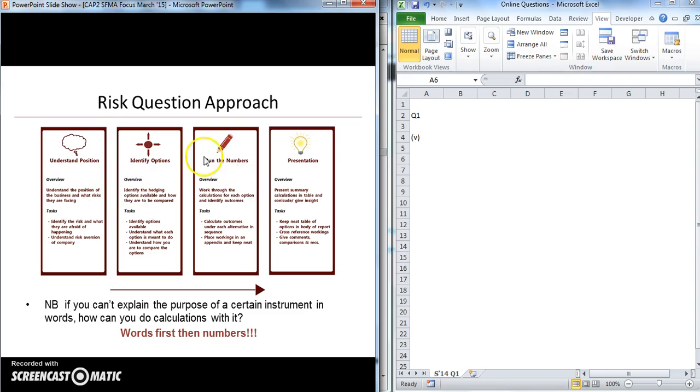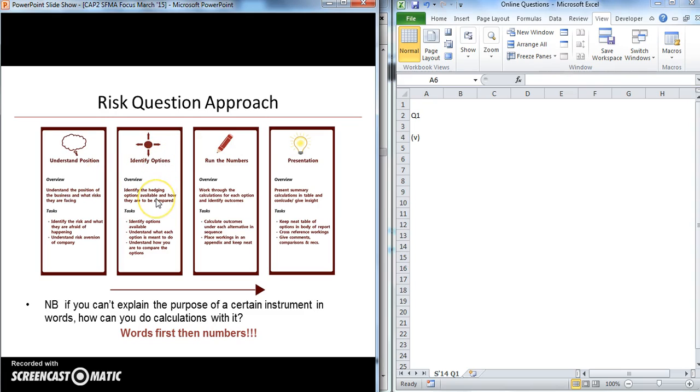But more importantly, we want to understand this. So if you have any risk management question, you need to use this approach when you're answering the calculative aspects. First, understand the position. We know Jostle purchase their inputs in Chinese yuan. Therefore, what they're afraid of is that if the Chinese yuan appreciates, it's going to cost them more in euro terms.